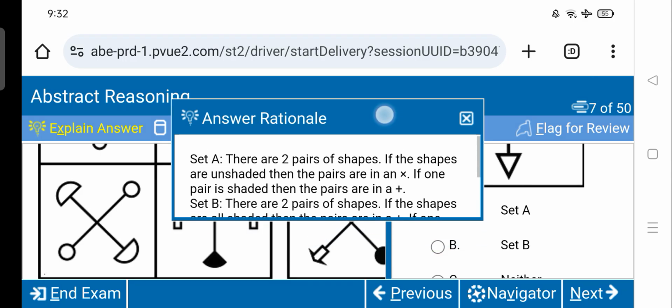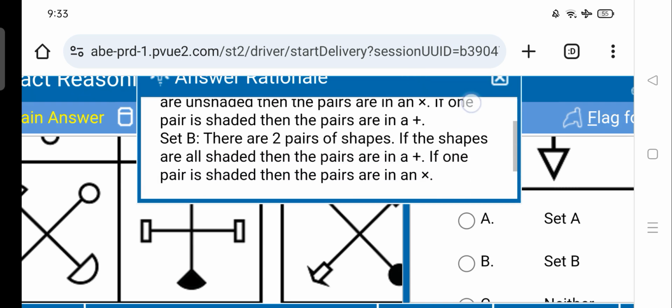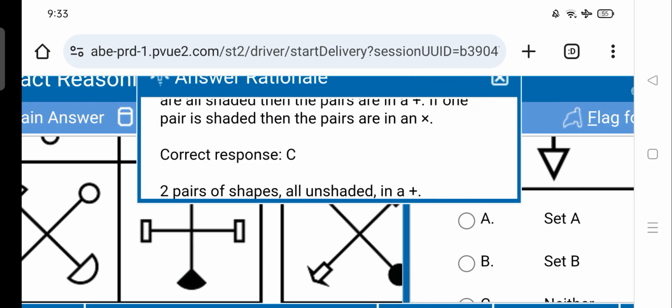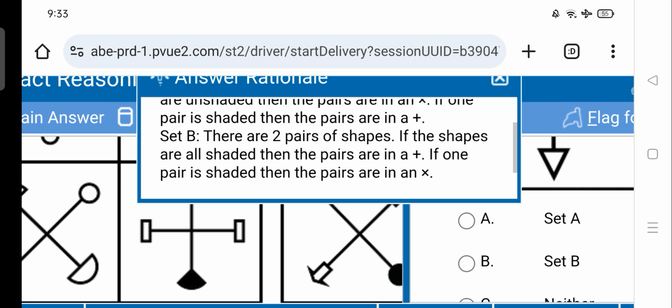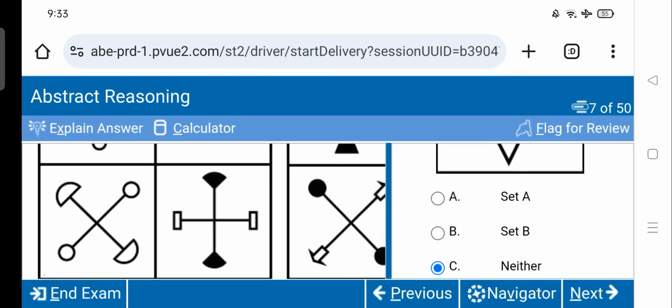So no one is shaded. So there we have again the same rules for set A and set B. The correct response we have is option C, that is two pairs of shapes, all unshaded, in a plus form. So it's neither set A nor set B.